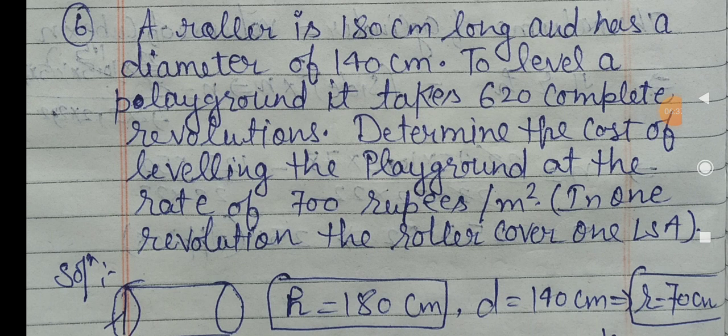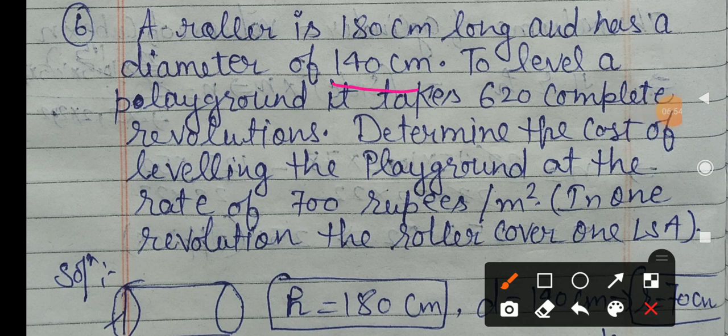The next question is on your screen; see in your book and read this question. I have also read this question, so listen to it. The question is: a roller is 180 centimeter long and has a diameter of 140 centimeter. So you have a length, that means the height is 180, and the roller diameter is 140 centimeter. With these things, we have the height, that is your h, and also with the help of the diameter we have to find the radius.